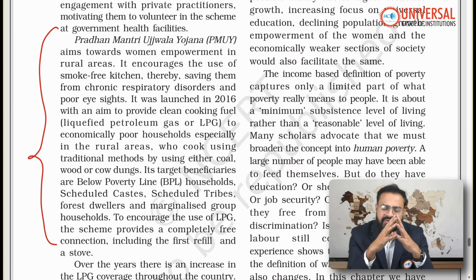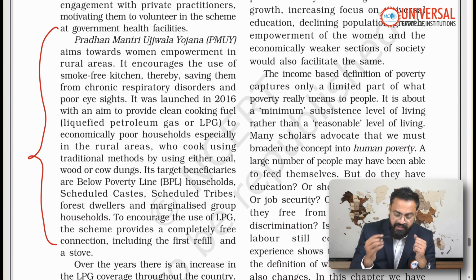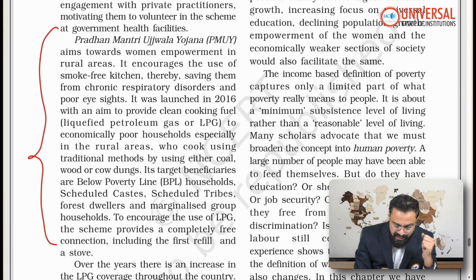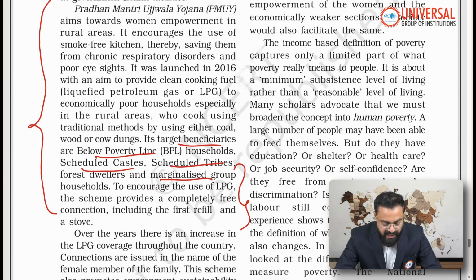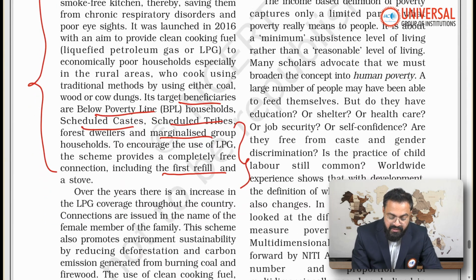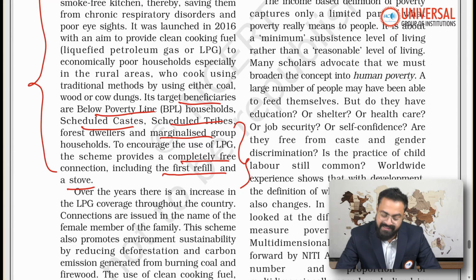The gases that are emitted are very harmful for women. So, to reduce the disease burden among women, the respiratory diseases or the cardiovascular diseases, the government has started to distribute free LPG cylinders, the first LPG connection being free of cost. As you can see here, the target beneficiaries include below poverty line households, scheduled castes, scheduled tribes, forest dwellers, and marginal groups, to encourage the use of LPG. That is the whole idea here, including the first refill and the stove, which is completely free of cost, as I said very clearly.